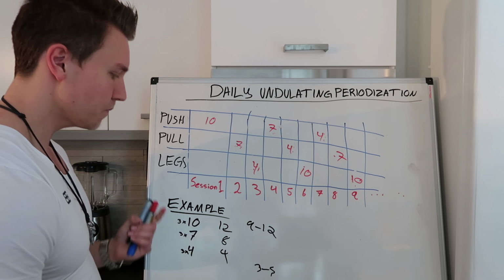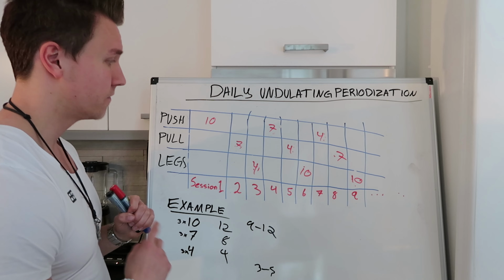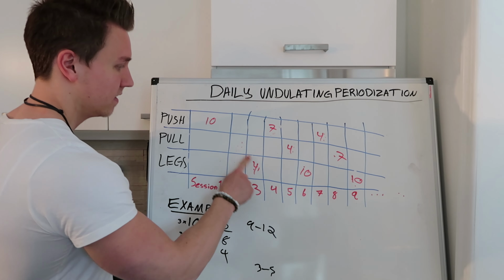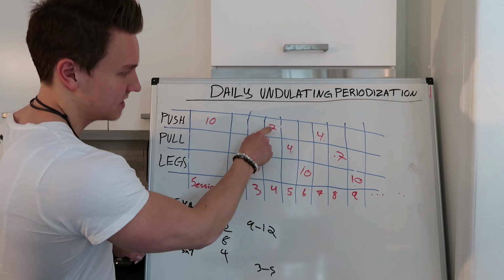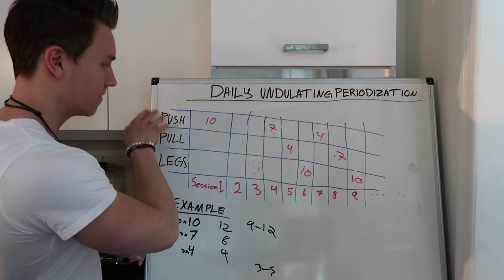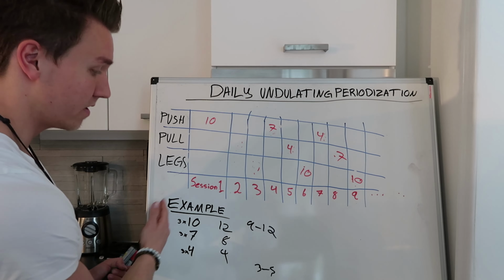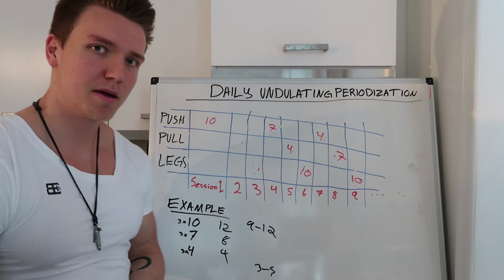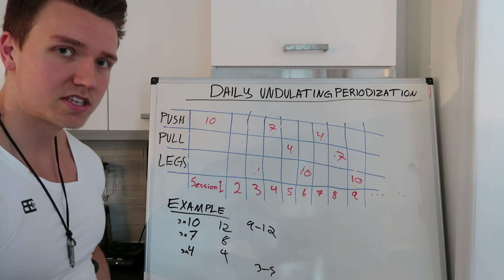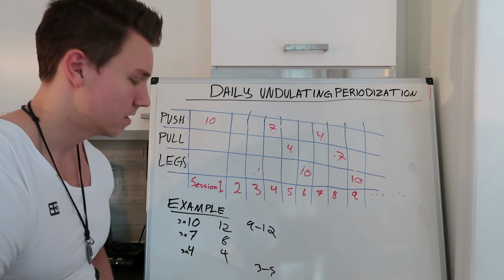If you haven't done this before, I recommend that you try the first example I did with the 10, 10, 10, 7, 7, 7, 4, 4, 4. You just match it with whatever muscle groups you're doing, start it out and do it for a couple of months, and maybe after 2 or 3 months, change up the rep interval.